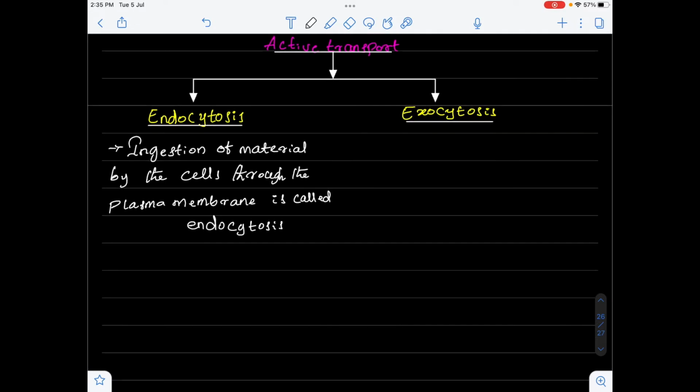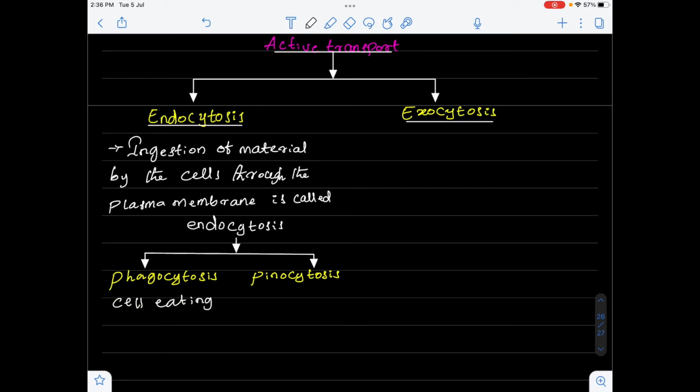And this endocytosis is of two types: phagocytosis and pinocytosis. This phagocytosis is also called as cell eating. So this phagocytosis is the intake of solid food materials. It is the process of intake of solid food through the plasma membrane.